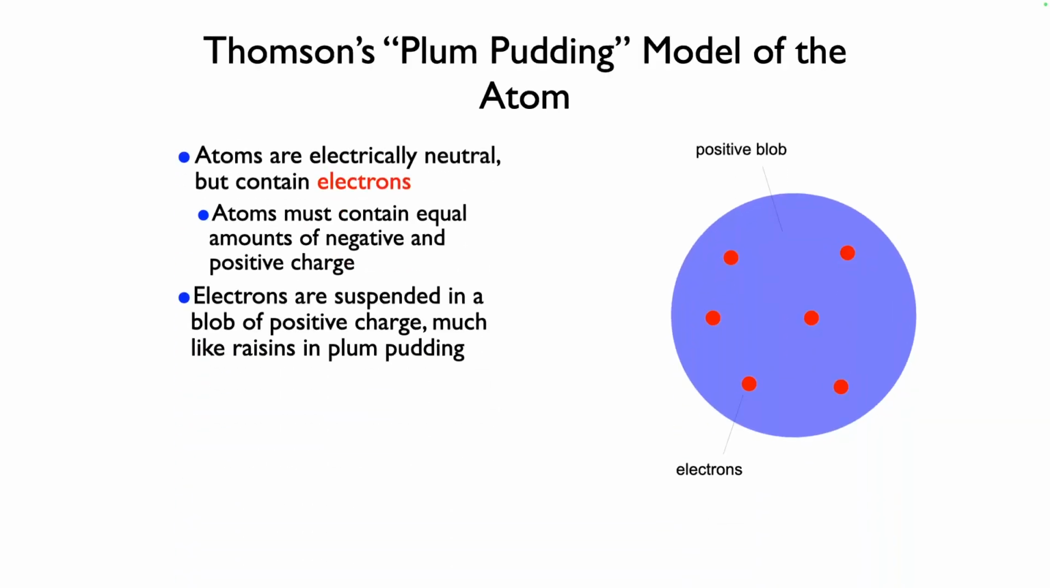But J.J. Thomson was a good British citizen, and based on his experiments with cathode rays and discovering electrons, he was the first person in the modern era to posit or to hypothesize what atoms might look like. And based on his measurements, he came up with what he called the plum pudding model of the atom.